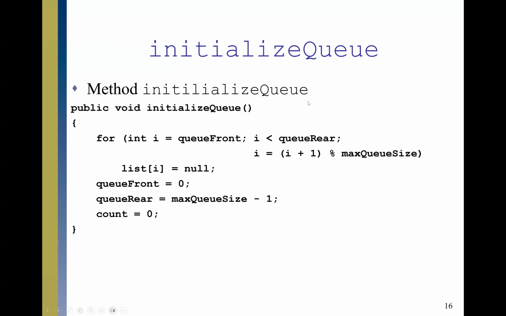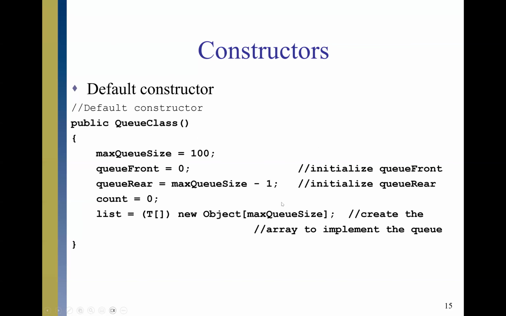So next is to initialize the queue. Now, a constructor we normally call when we are creating a new object. So when we create a new queue object, the size will be 100. The front is 0. The rear will be 99 in this case.